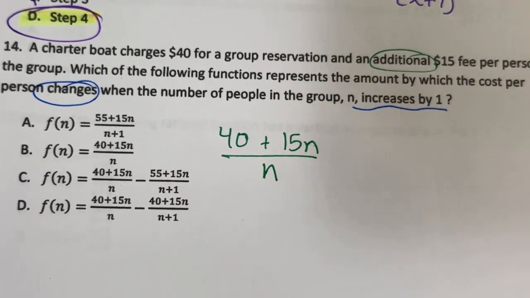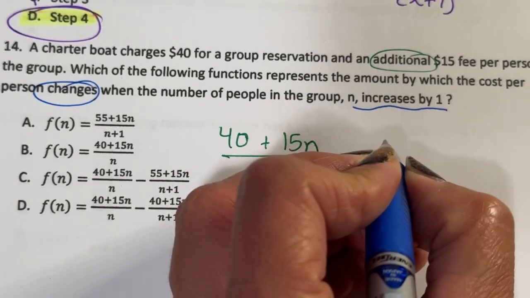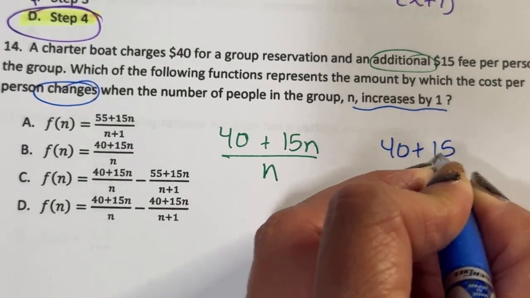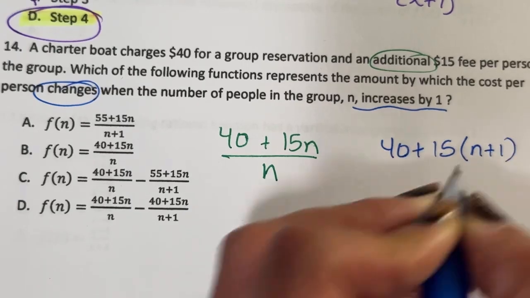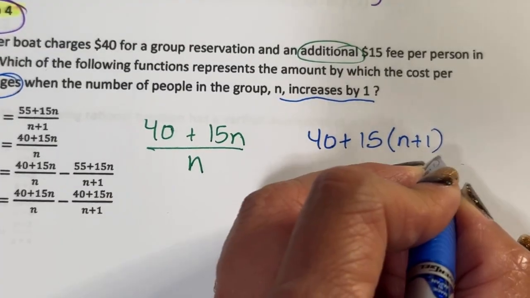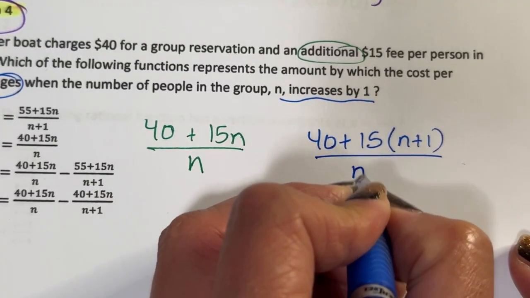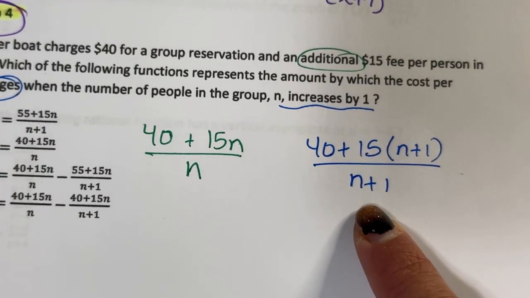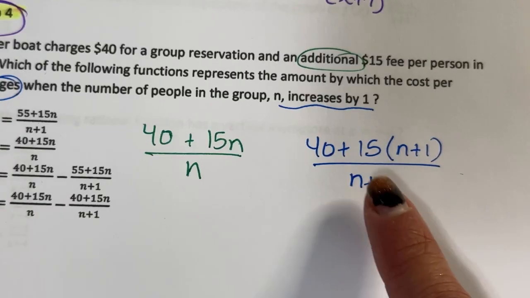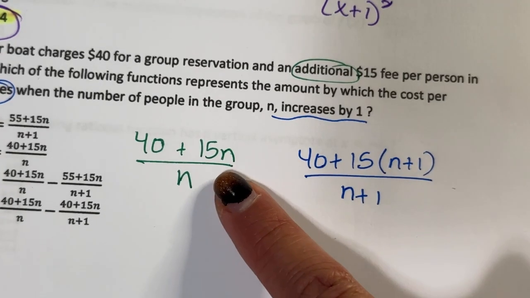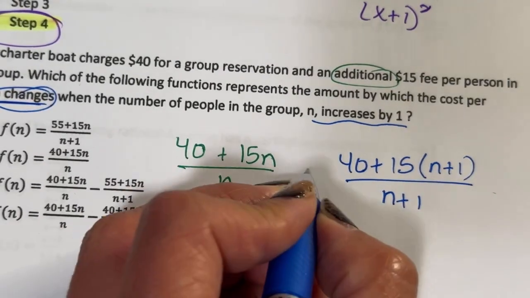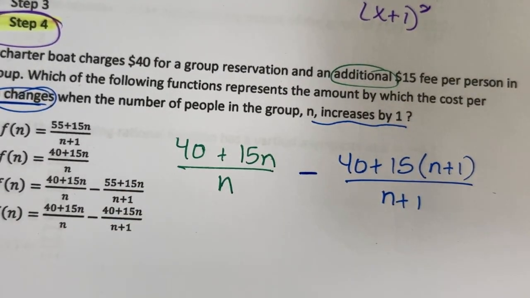All right, well, if we're increasing by 1, we're adding 1 more person. So it's still going to be a flat fee of $40 for the group plus $15 per person, but now we added in a person, so N plus 1, which means we also have to take that into account. We have an extra person to divide the cost between. Well, if you have more people that you're dividing the cost between, that means this cost is going to be lower than this cost. So when we're trying to find the change in cost, we're subtracting to find the difference. That's going to be the change.